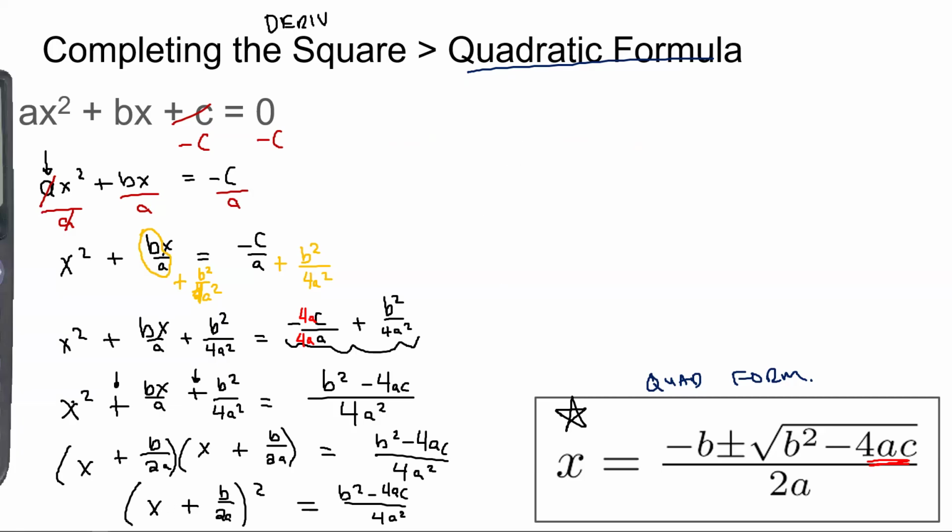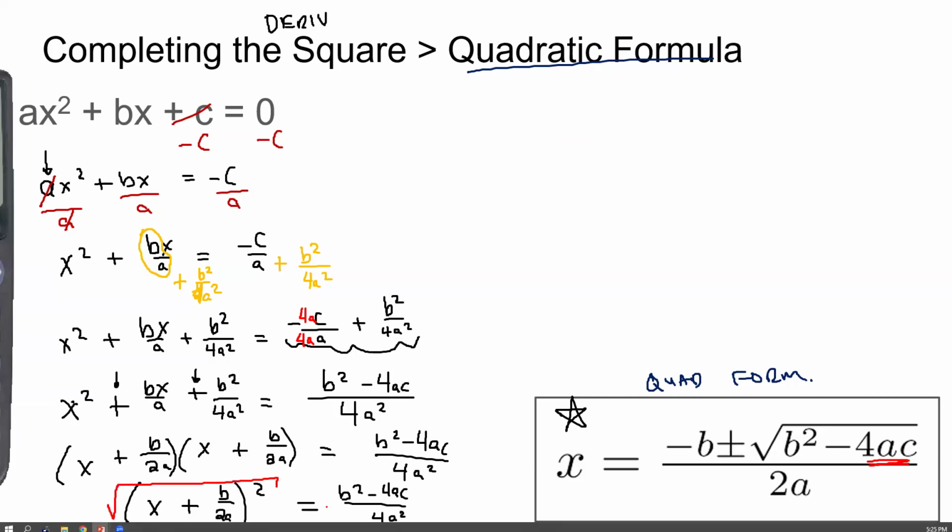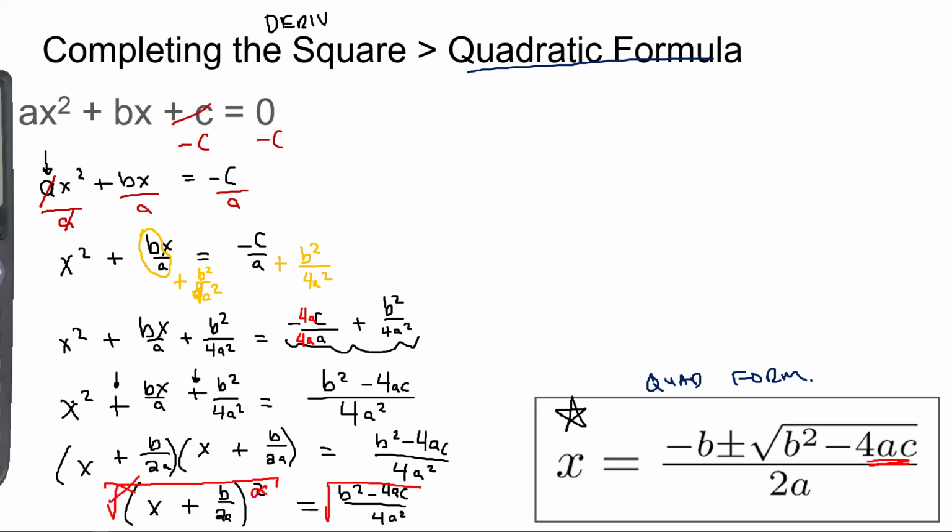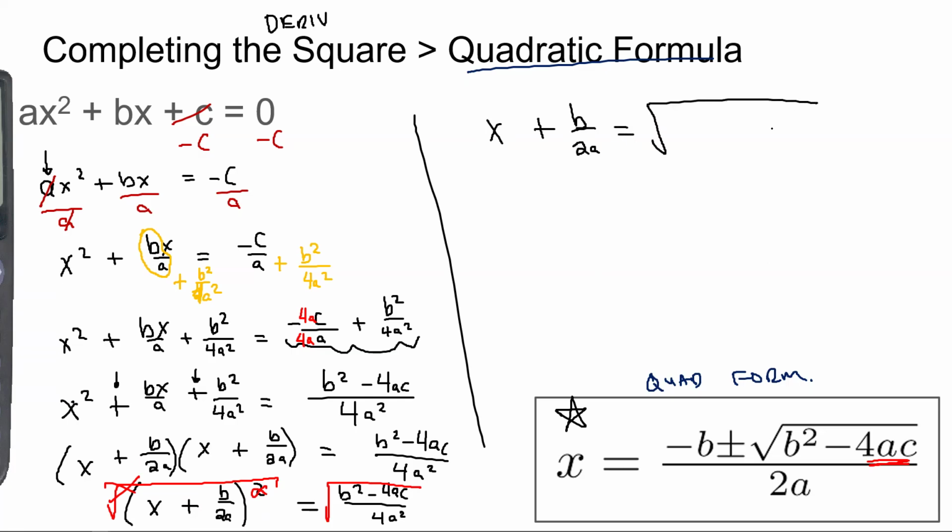I think you remember that the next thing to do was to take the square root of both sides, like that, okay? And I'm going to let the square root and the squared cancel each other. So on the left, I've just got x plus b over 2a. And over here, I've got the square root of b squared minus 4ac over 4a squared.